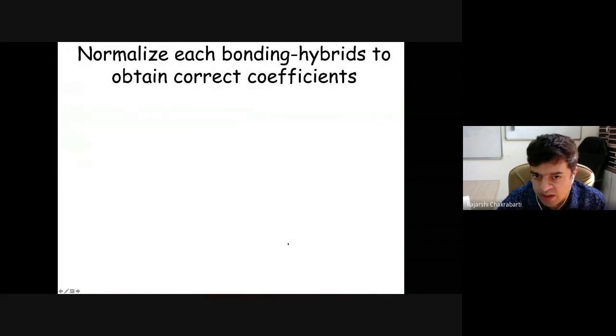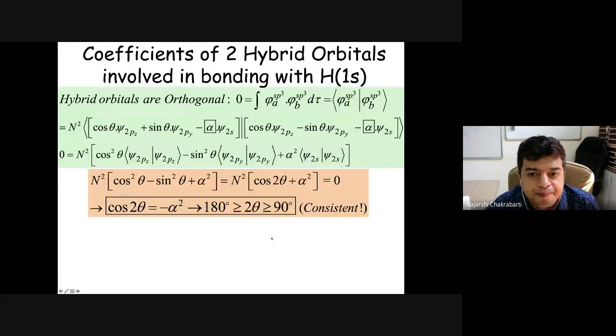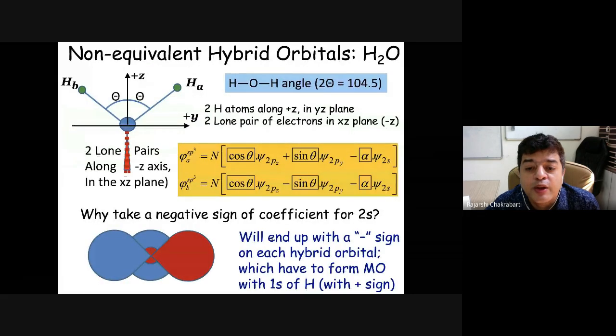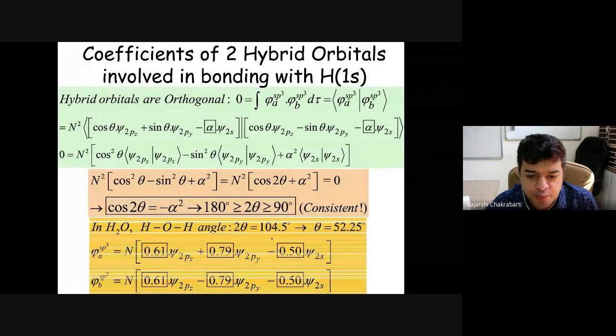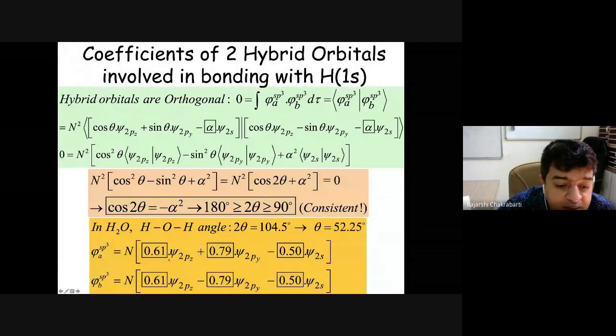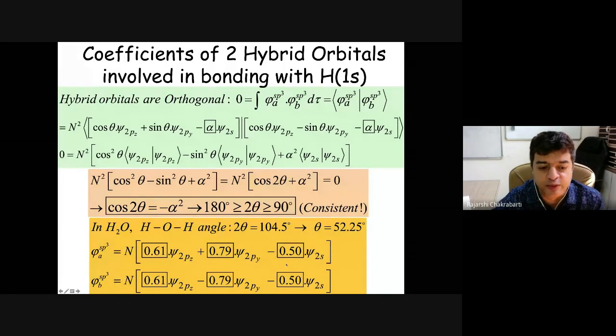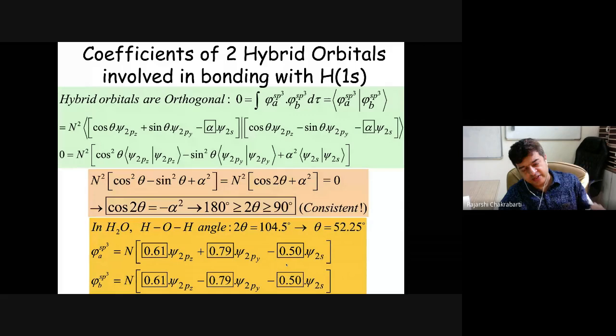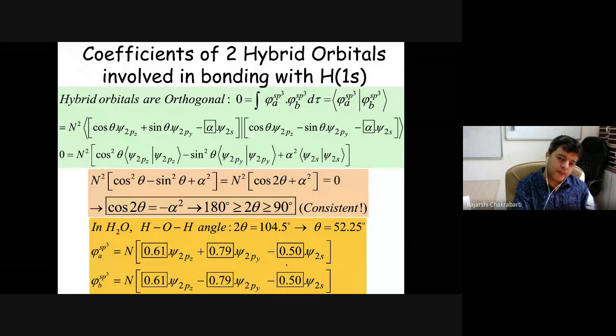Then I have to calculate cos theta, sin theta. I can put the value of theta, which is 52.25, and I get the cos theta, sin theta values. So these are cos theta, sin theta values, and this is the alpha value. Is this clear? It is very simple. Very simple way of doing things. Any question, please ask me.